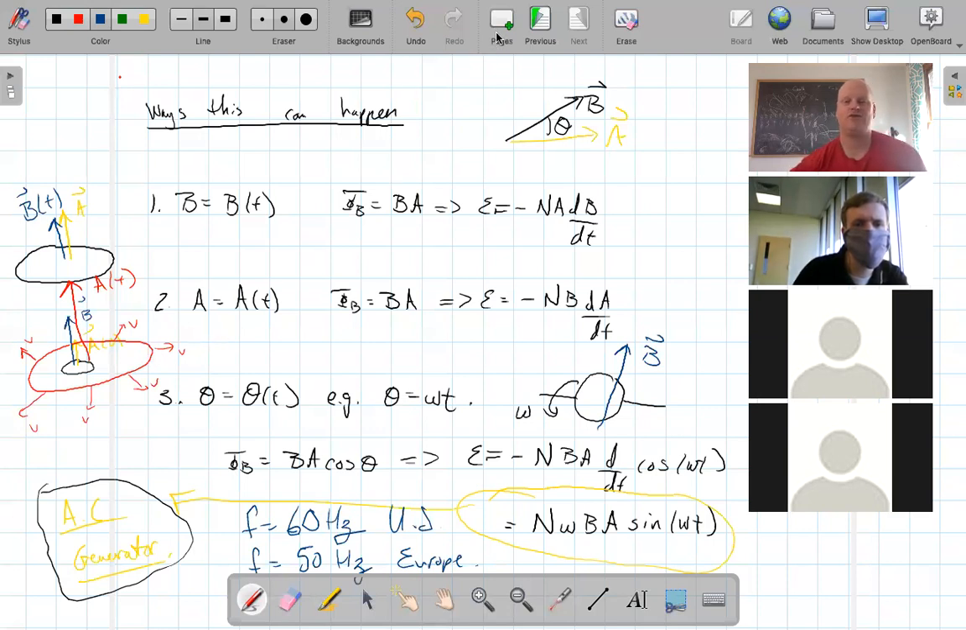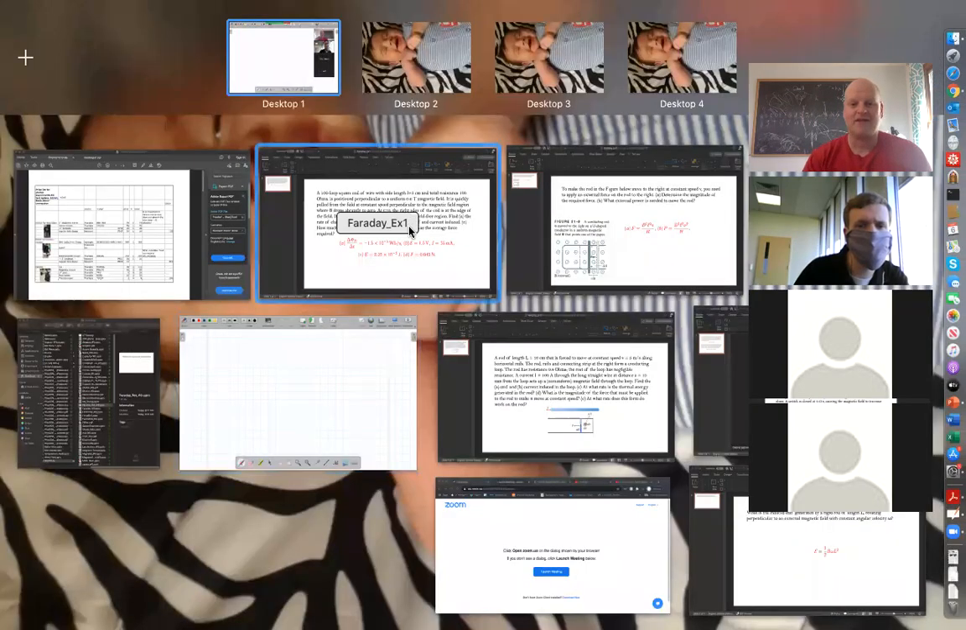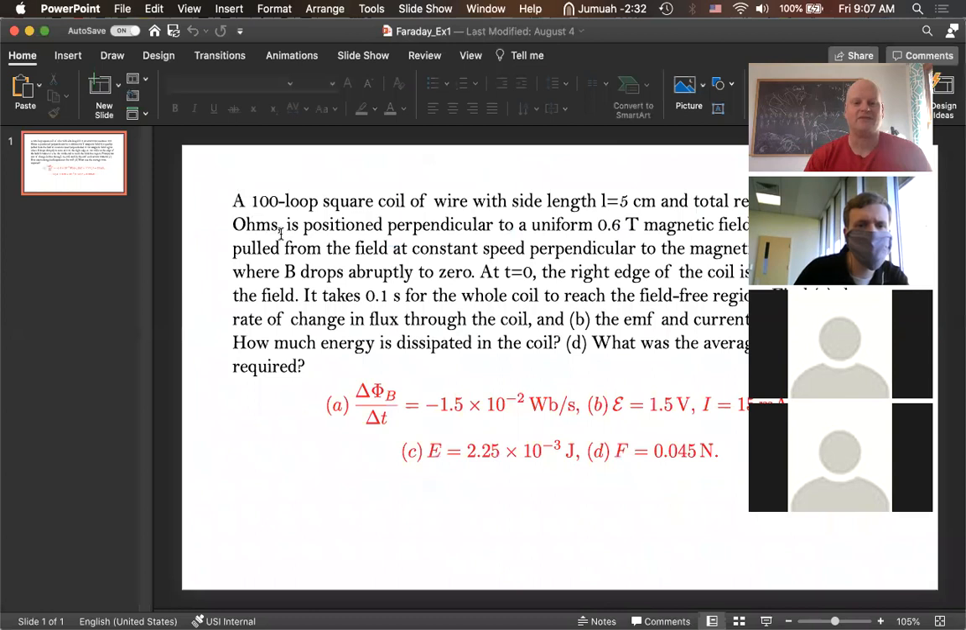So let's do some examples. Let's talk about ways that we can actually generate EMFs, and we'll get some practice with Lenz's law and all that kind of good stuff. So let's look at this first problem. Look at the easiest one first.